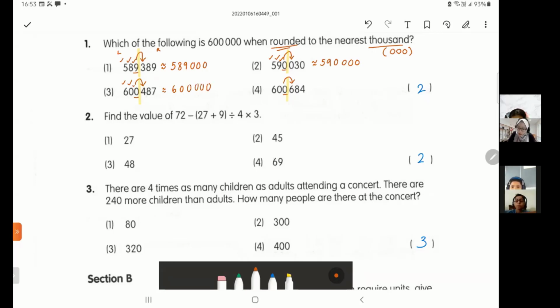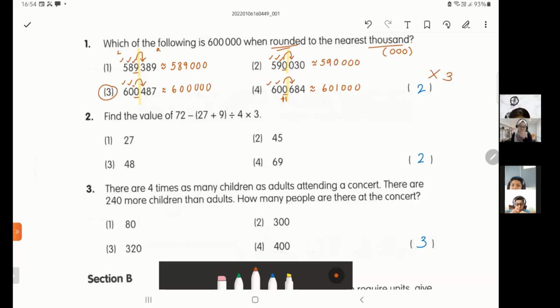Now option number 4, it points to 6. 6 is more than 5. So the 0 must plus 1. So this one remains, this one remains, this one plus 1 equals 6, 0, 1, 0, 0, 0. So which one becomes 600,000 when rounded off to the nearest thousand? If you look at this, option number 3 is my answer.